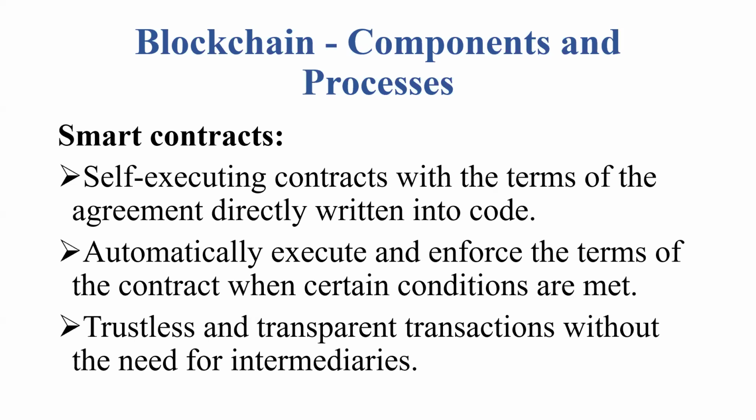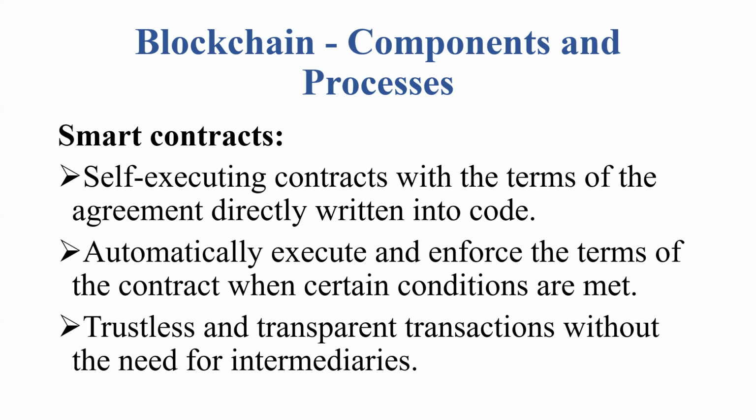Let's now talk about smart contracts. A smart contract is a self-executing program that runs on a blockchain network. It automatically enforces and executes the terms of an agreement once predefined conditions are met. So the contract is automatically enforced and executed without the need for intermediaries such as lawyers or financial institutions.